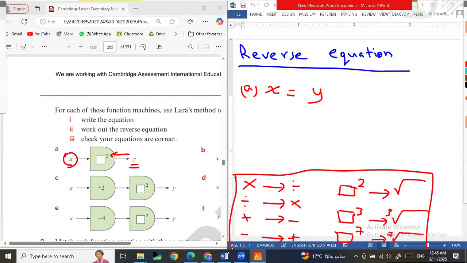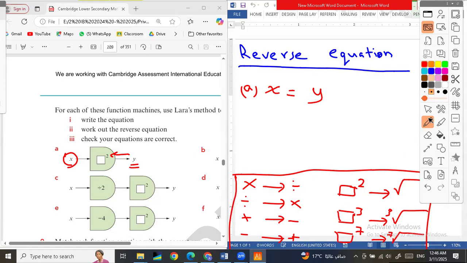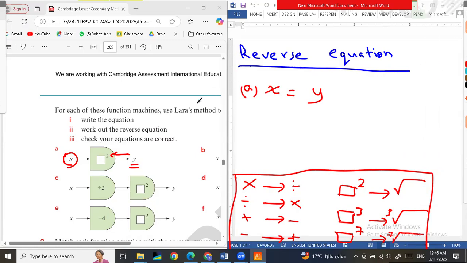Okay, let's continue here with question C. If I wanted the reverse equation, how can I do it? They mean it's not y equals. Y equals is the normal equation. But they want the reverse equation, so they want to reach the x. So x equals. If you want to find the x, start from the y.